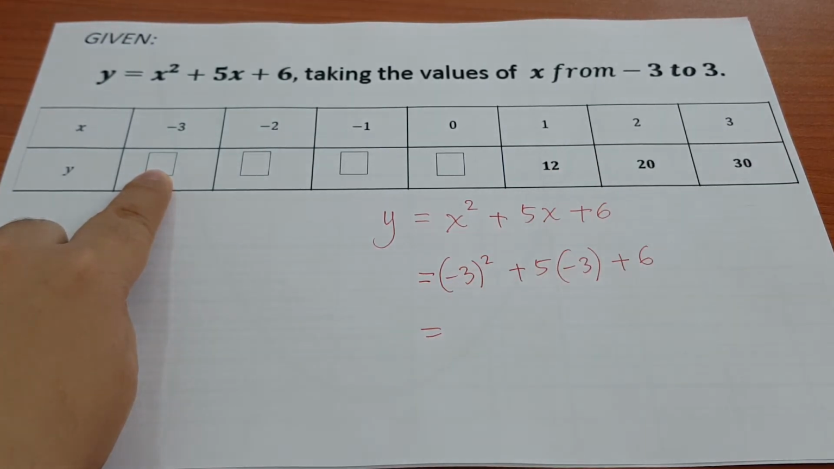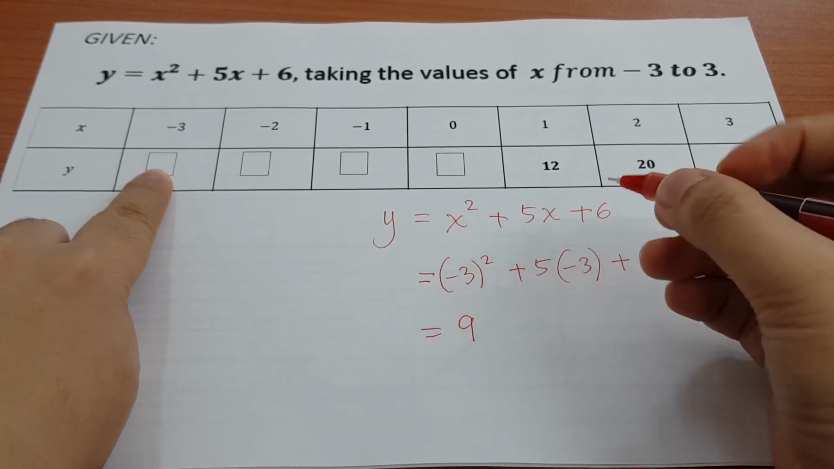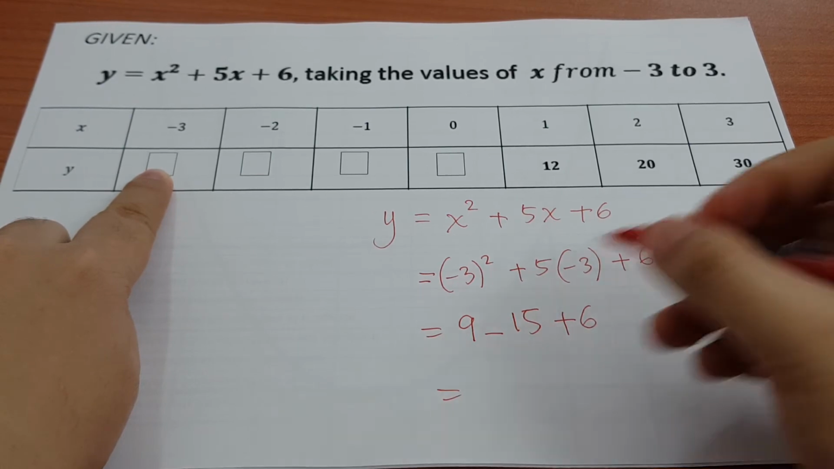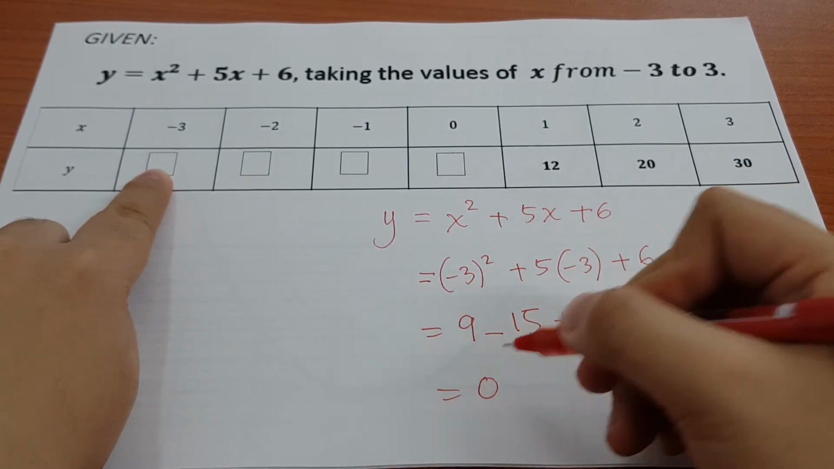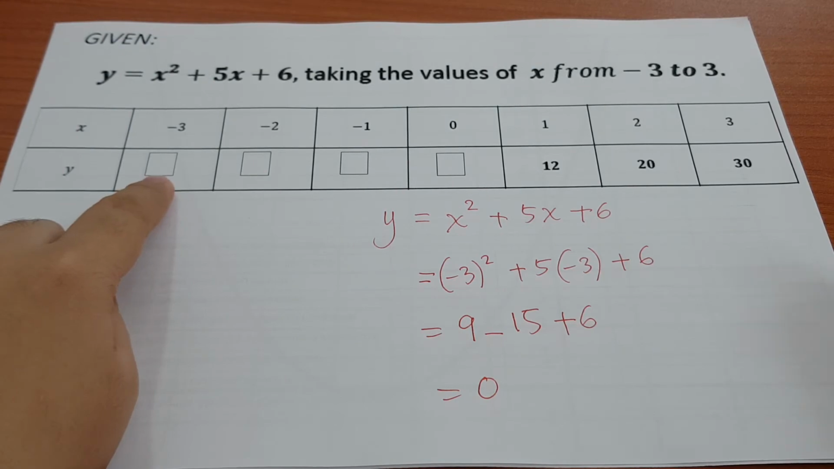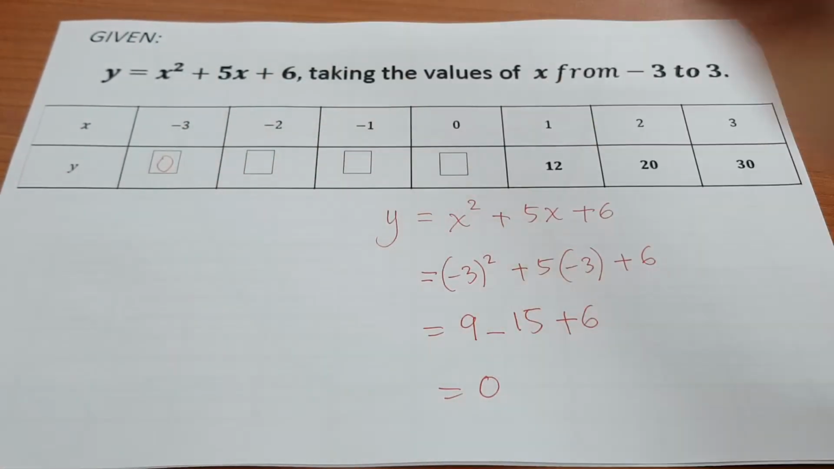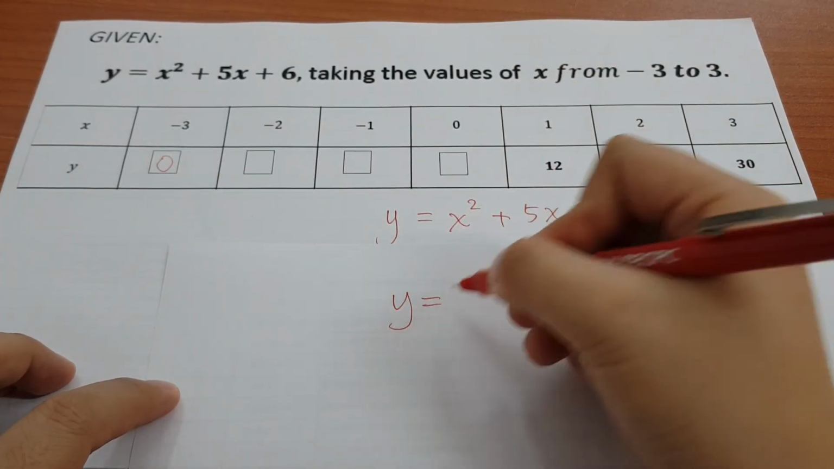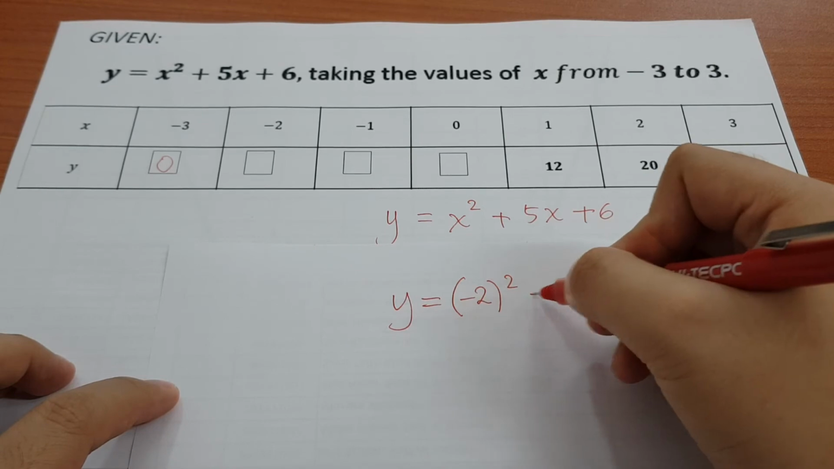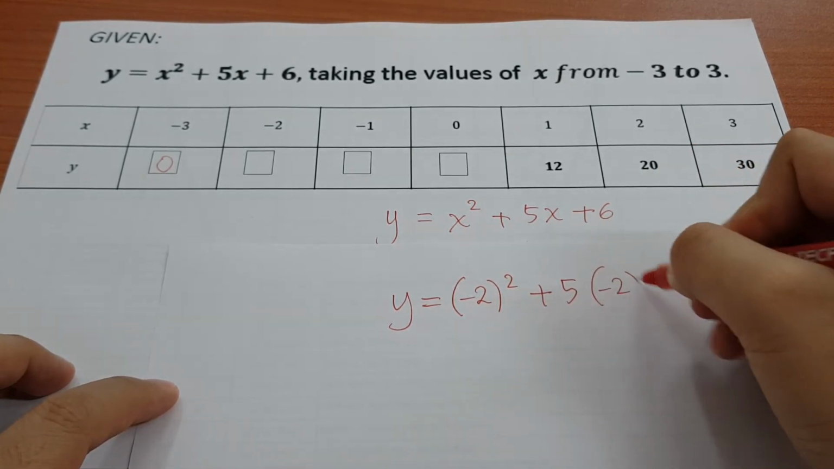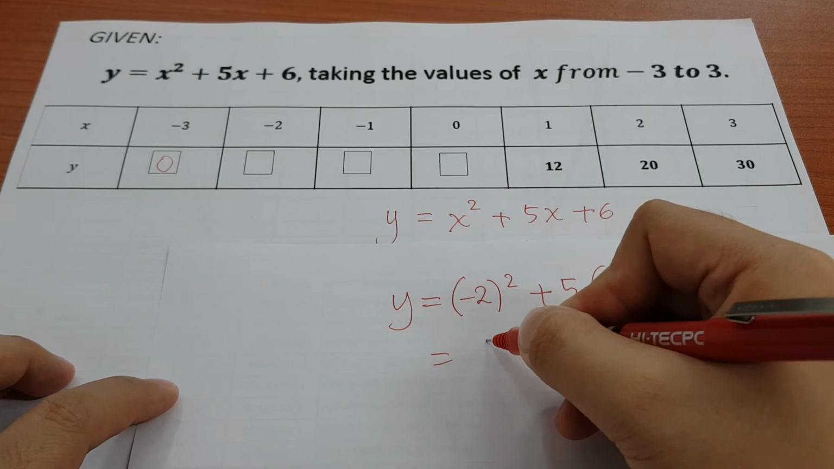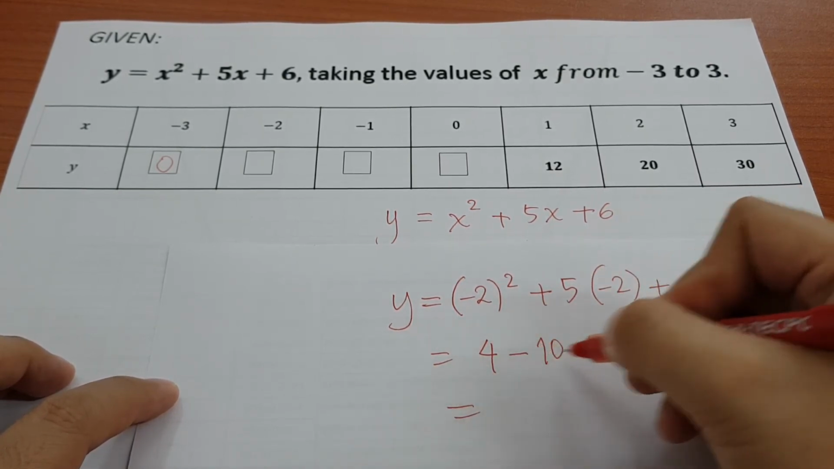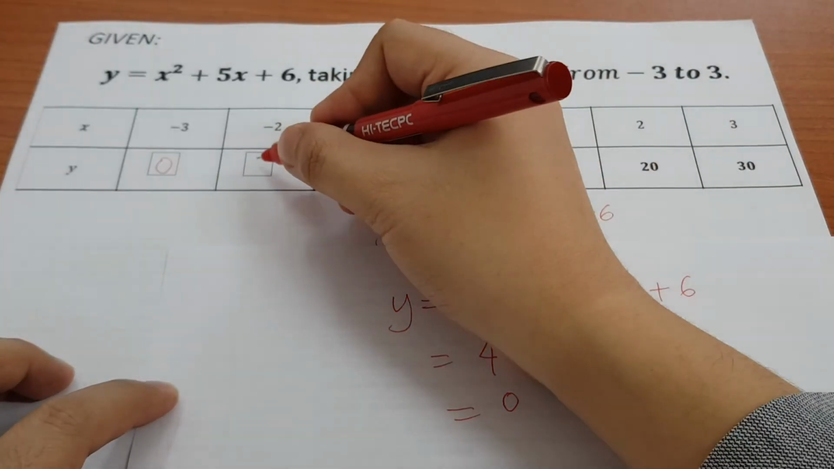So minus 3 squared is 9. 5 times minus 3 is minus 15, plus 6. So 9 minus 15 plus 6 is 0. So the value of your y when x is minus 3 is 0. Then you have to do it for the next, when your x is minus 2. So minus 2 squared, 5 times minus 2, plus 6. So this will be 4 minus 10 plus 6, so this will be 0. So you put it here.